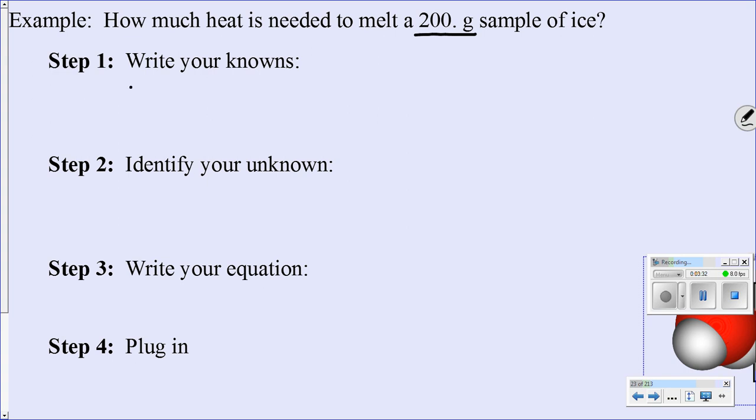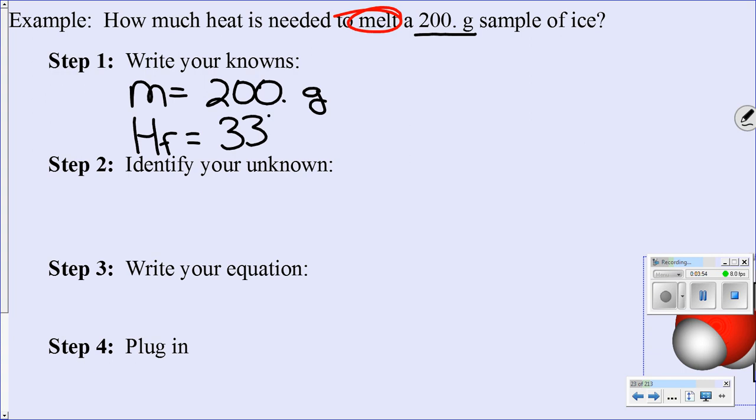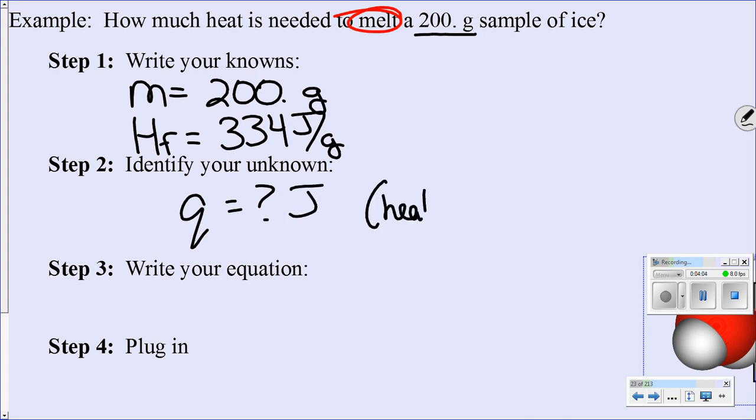So we're going to write down what we know first. We know that we have a mass of 200 grams. It's very important in these to look at your verb. Because we see the word melt here, that clues us in that we're going to be using heat of fusion. So even though this is not given in the problem, it is considered a known because we can easily look it up. And it's 334 joules per gram. What we are solving for is our Q in joules, and we know this from the word heat in the problem. So we're going to use Q equals mHf.